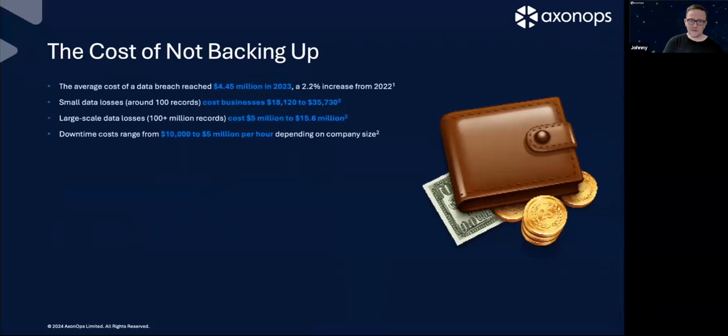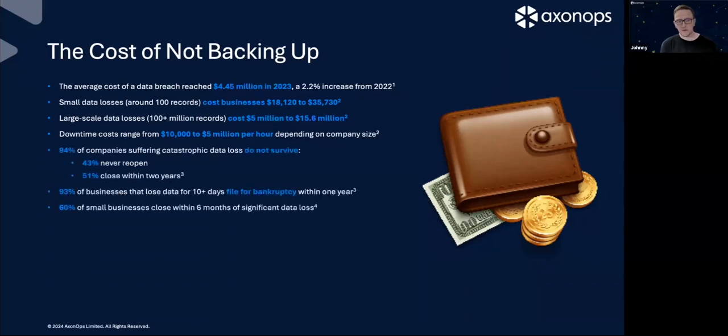And there's some fairly good statistics out there that really illustrate how important this is to do. The average cost of a data breach in 2023 was nearly $4.5 million. The cost to businesses for small data losses is $18,000 to $35,000, and losing 100 plus million records costs $5 million to $15.6 million. And if you have downtime, depending on your company size, it's between $10,000 and $5 million per hour.